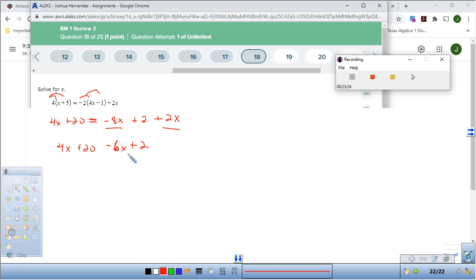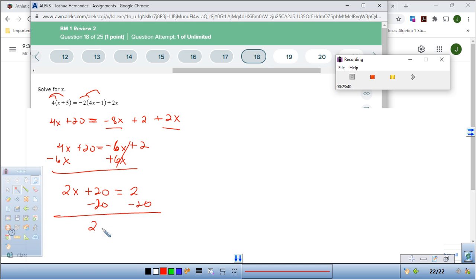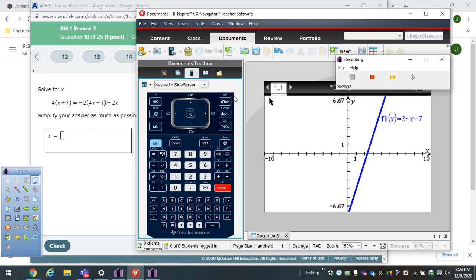Regarding these 2 here, I'm going to move the smaller x. This is the smaller x, so I'm going to move this one. These cancel out, giving us 2x plus 20 is equal to 2. Minus 20, minus 20. 2x is equal to -18. Divided by 2, divided by 2. X is equal to -9. Okay, so my answer is -9. That's the fastest, easiest way, in my opinion.